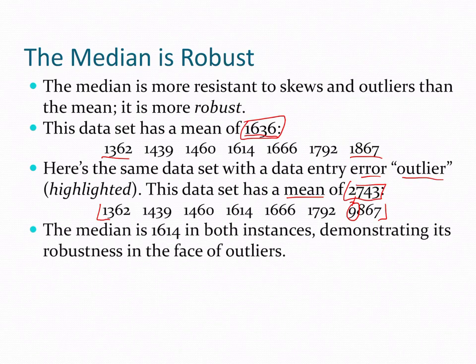However, the median is still 1614 in both data sets. This demonstrates the robustness of the median in the face of outliers. So even if there is an error or outliers, like we said, the median is more robust to it than the mean. The mean is taking that outlier or skewed data into consideration. So the median is a great way to describe where the middle value is.